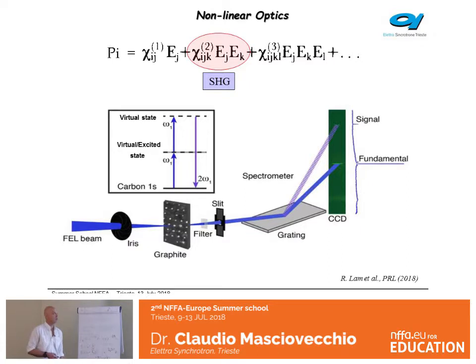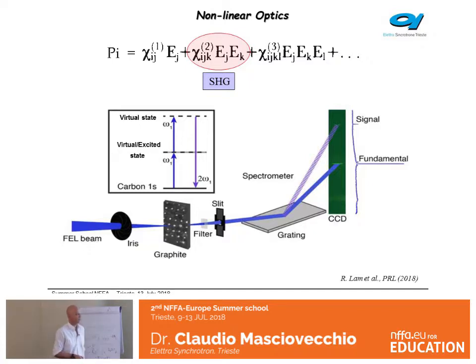The reason why only non-centrosymmetric materials give a second order term in the polarization is basically written in the formula I was showing you before. If you change sign in the electric field, this part changes sign, as does this part, but this part does not. So it has to be zero if you have a centrosymmetric material.